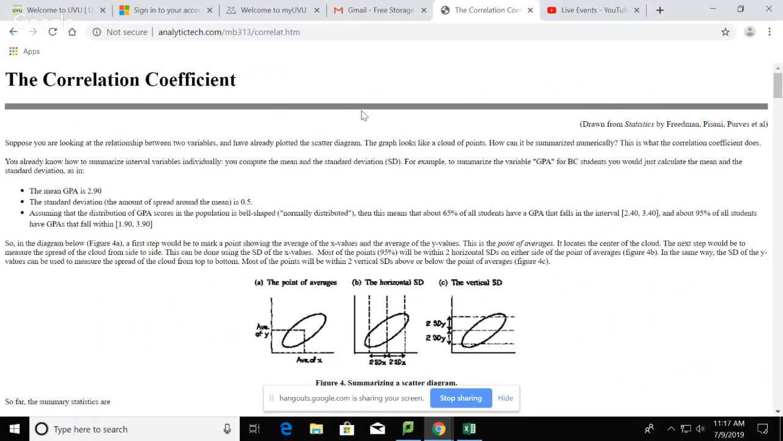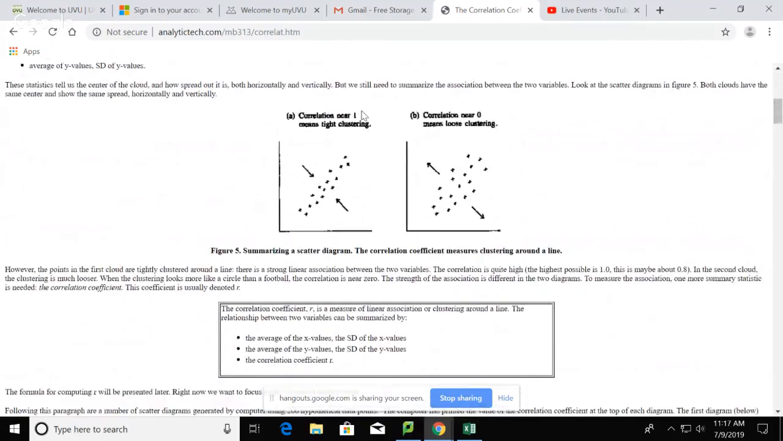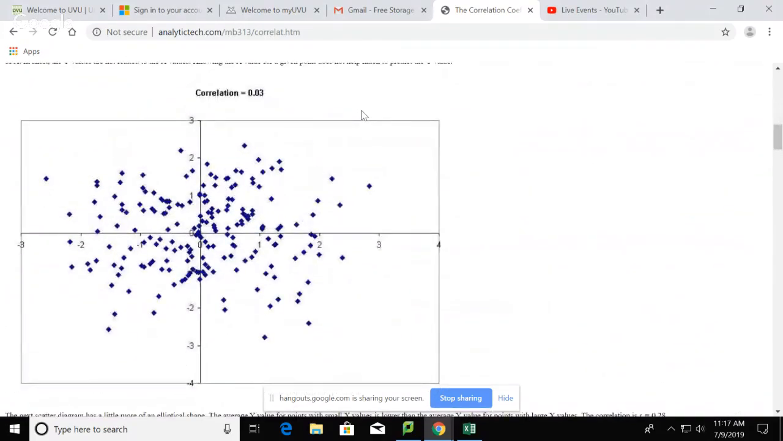Okay, so this is just a website I want to kind of show you. Remember, a correlation coefficient measures how close the dots are together. So this would indicate a strong correlation. This would indicate not as strong of a correlation. I know we're using small data sets, but this would be an example. This is a correlation coefficient of 0.03. It's really rare to get a 0 unless you purposely make it that way, like I did on the last example. So would you say this would indicate no correlation?